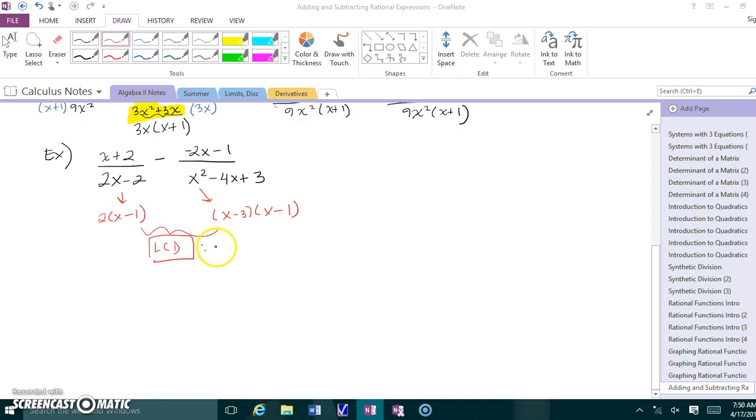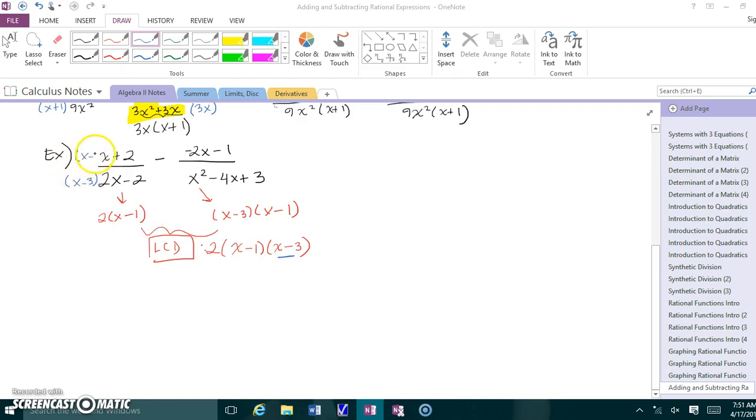All right, one of my denominators has a 2, so the LCD needs a 2. They both have an x minus 1, so let's put an x minus 1. One of them has an x minus 3, so my LCD needs an x minus 3. So let's see, this denominator already has 2 and x minus 1. It needs the x minus 3. So I'm going to multiply by x minus 3.